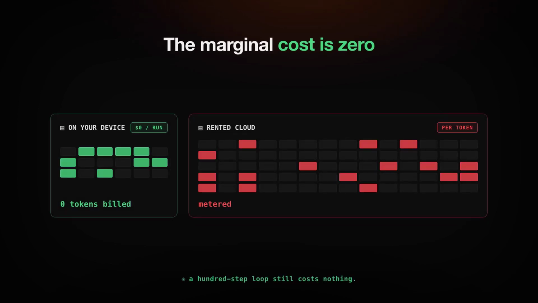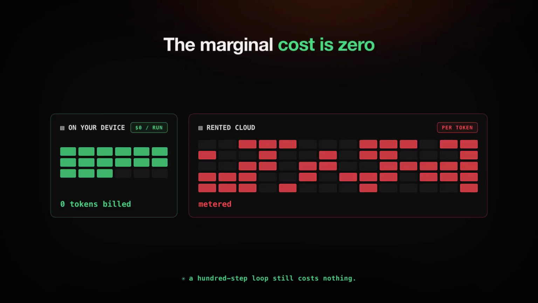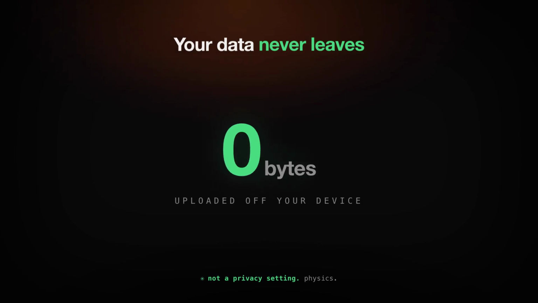Now the part the cloud vendors would rather you didn't dwell on. Once this model is on your device, the marginal cost of running it is zero. 100-step agent loop, 1,000 queries, an all-nighter, still zero. No meter, no token bill. And your data never leaves the machine. 0 bytes uploaded, because there's nothing to upload to. The prompt, the document, the photo, the answer, all of it stays on hardware you physically own.